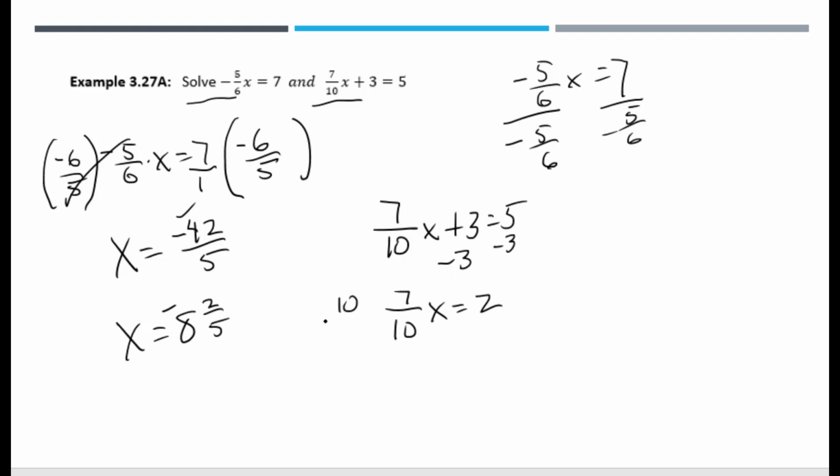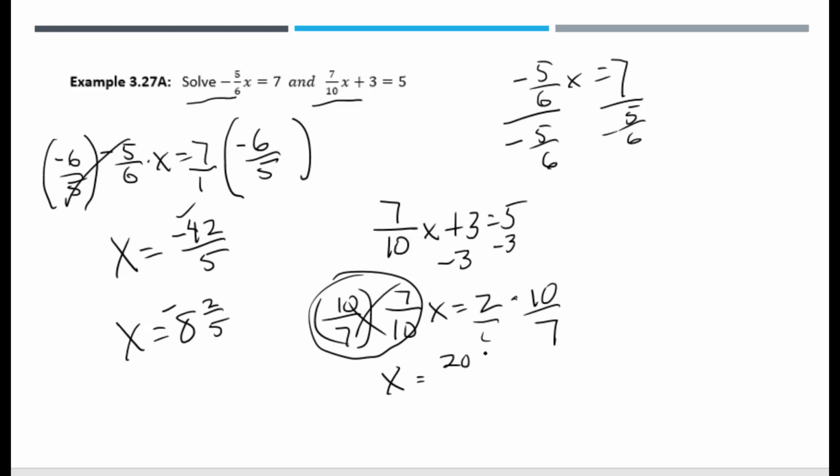Now I can multiply both sides by the reciprocal of 7/10, which is 10/7, and multiply this by 10/7. This whole thing is 1. So I just have x equals 2 times 10 is 20, 1 times 7 is 7. If you want to make it a mixed number, it would be 2 and 6/7.